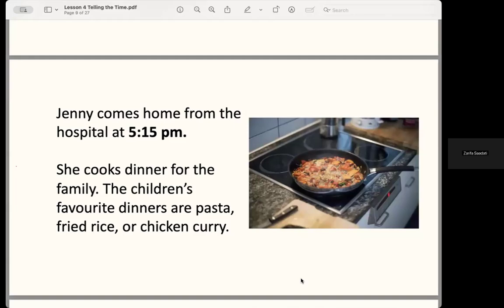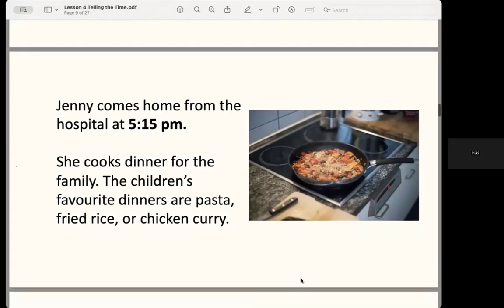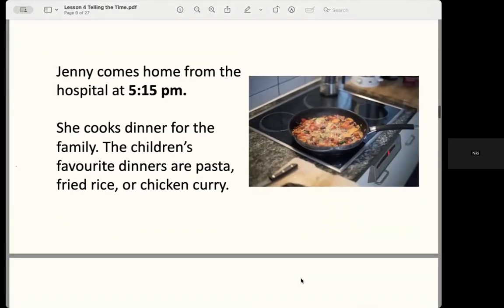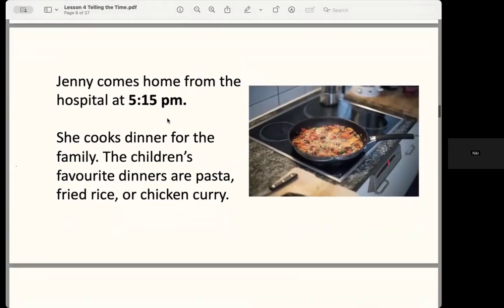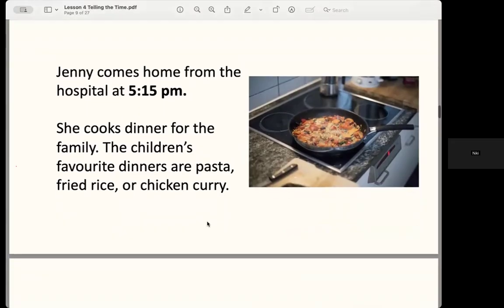Now, Zarifa Sadati. Okay, ma'am. I will read it. Thank you. Jenny comes home from the hospital at 5:50 p.m. She cooks dinner for the family. The children's favorite dinner is pasta, fried rice, or chicken curry. Lovely. And it's 5:15, isn't it? So nice, but good. Okay. Good reading. Thank you. Very good.